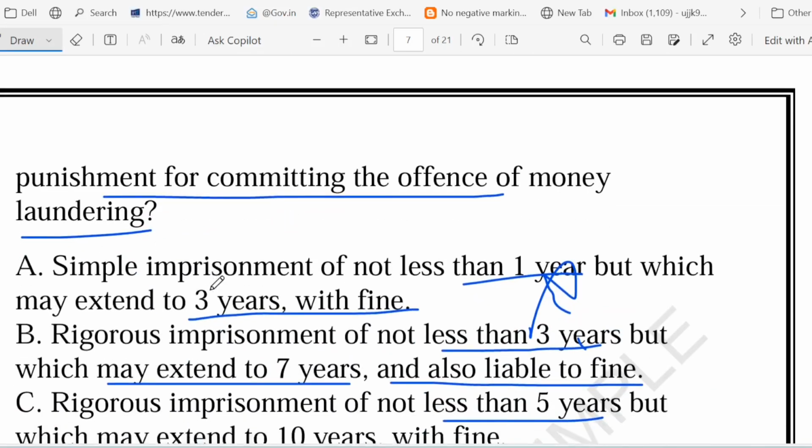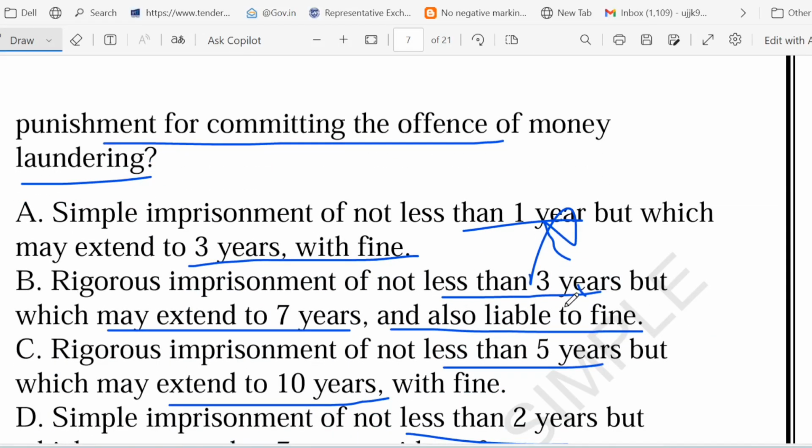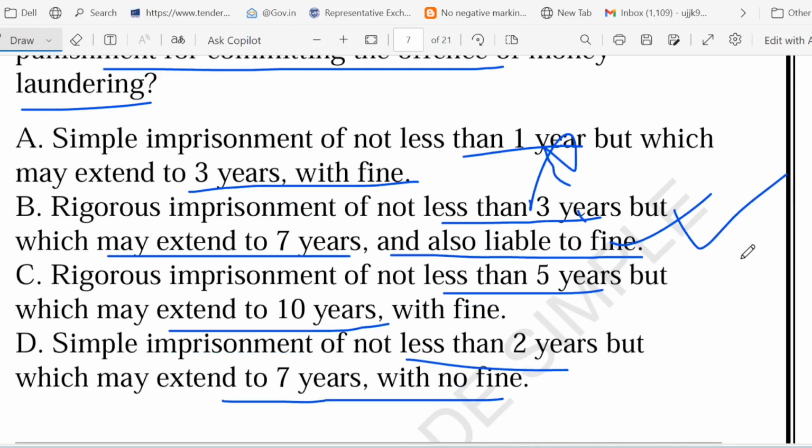What about option B? Option B says rigorous imprisonment of not less than 3 years, but which may extend to 7 years. Yes, correct. This is the correct one. This matches Section 4 exactly. Minimum punishment 3 years, maximum punishment 7 years, and yes, fine is also applicable.